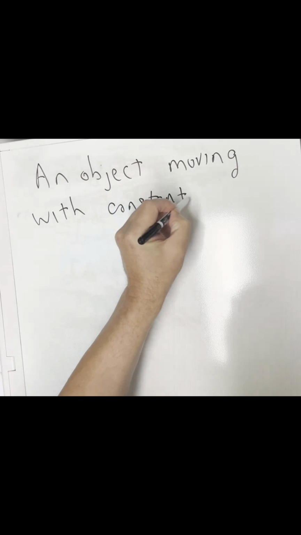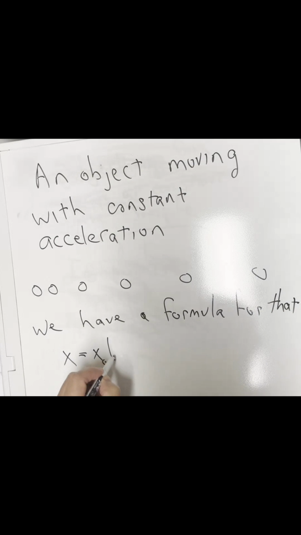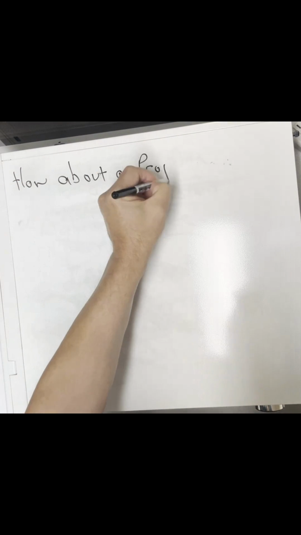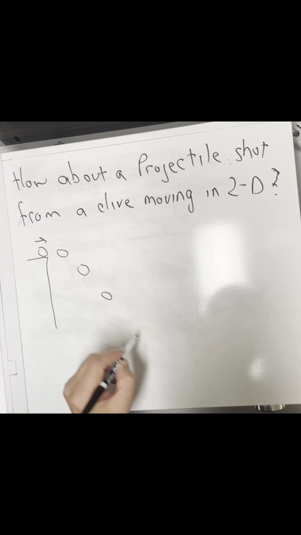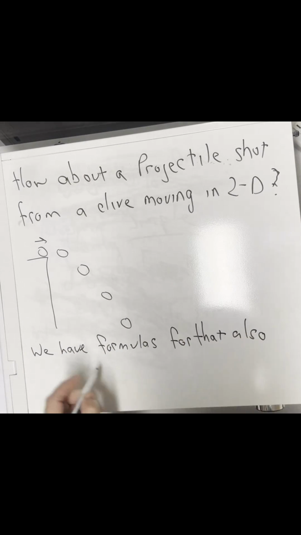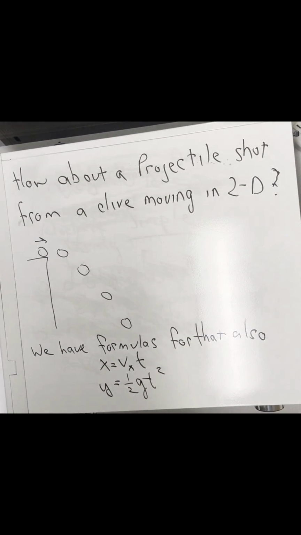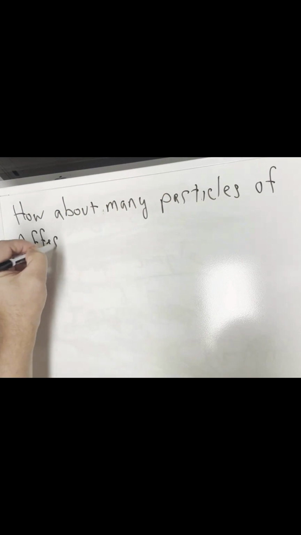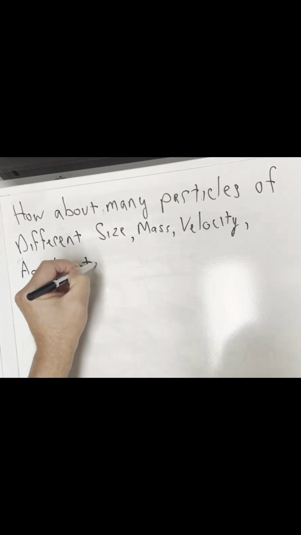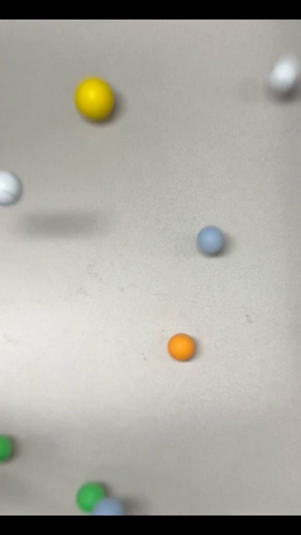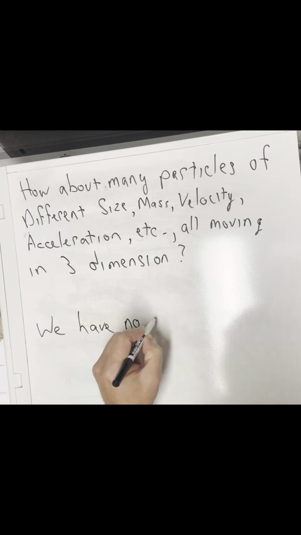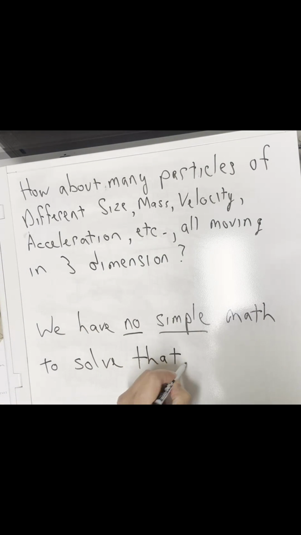An object moving at constant acceleration? We have a formula for that. How about a projectile fired from a cliff in 2 dimensions? We have formulas for that also. Now, how about many particles of different size, mass, velocity, acceleration, etc., all moving in 3 dimensions? We have no simple math to solve that.